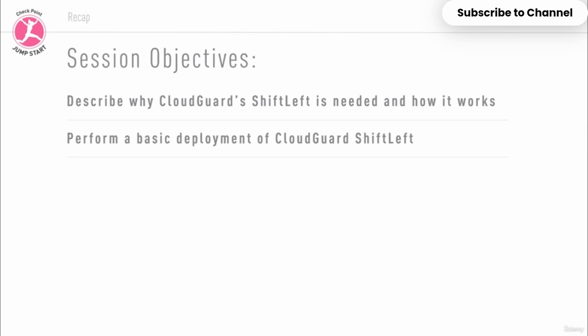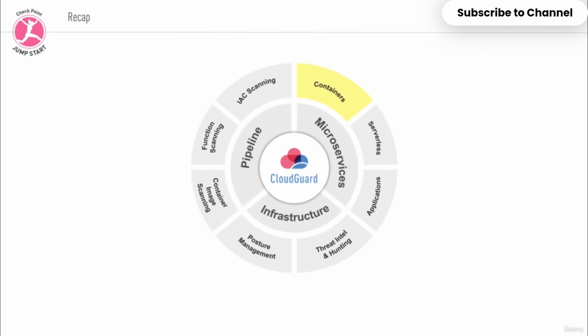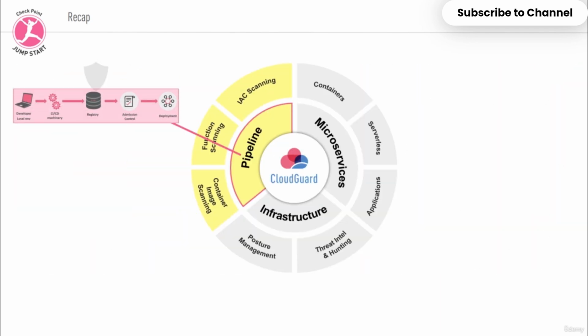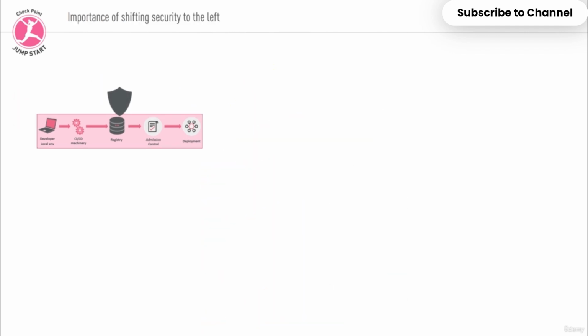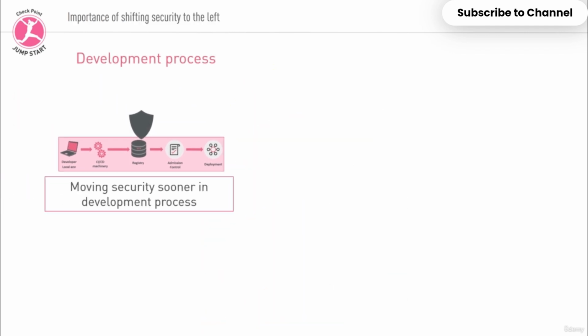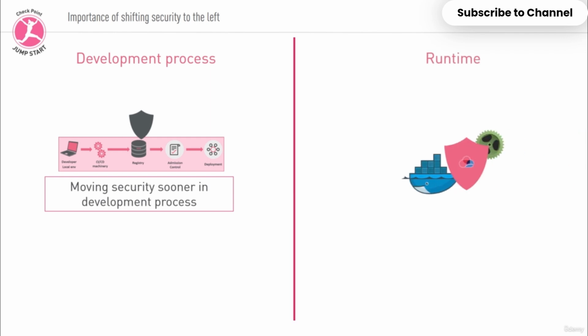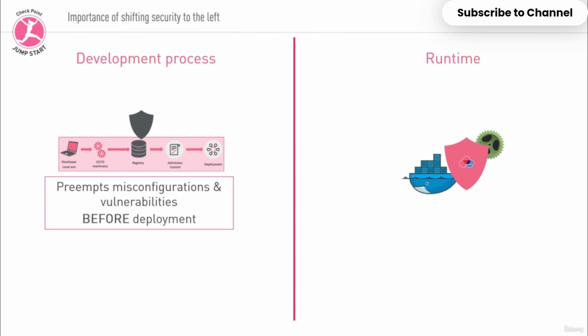Now that we've discussed deployment and configuration of the various container protection components, which relate to runtime, let's discuss the importance of shifting left and how CloudGuard Shift Left enables this. Shifting left refers to moving security sooner in the development process. Instead of only protecting assets in runtime, shifting your security to the left preempts misconfigurations and vulnerabilities in your asset during the CI/CD pipeline process before it is deployed.